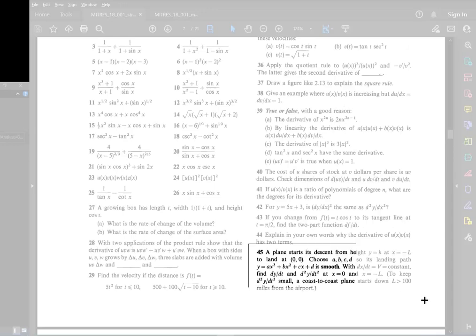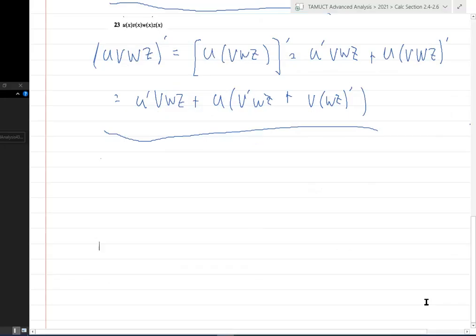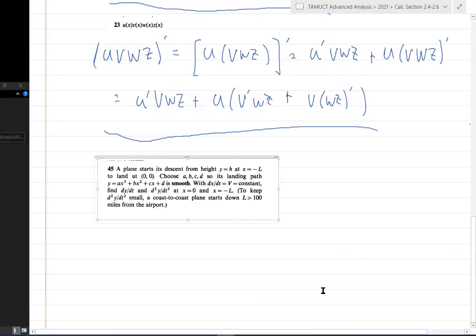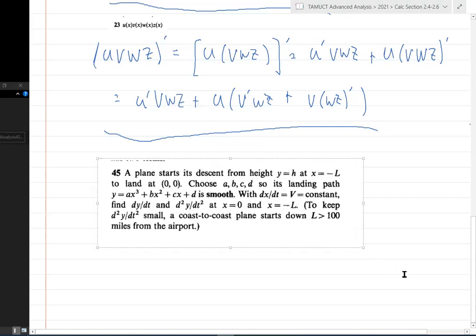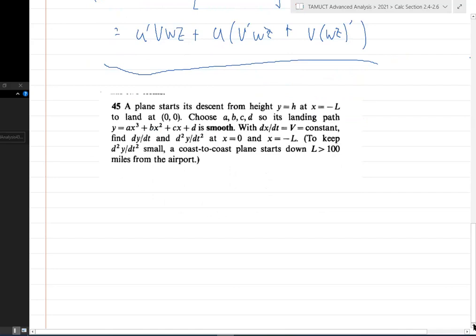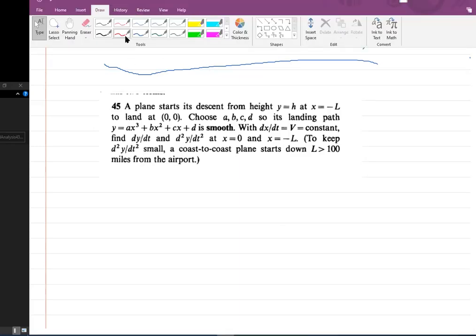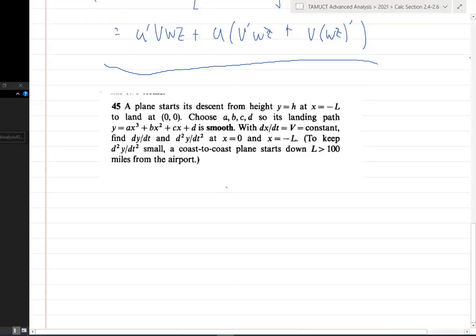All right, so this is a little bit complicated word problem. Whenever you have a word problem, you should draw a picture. So here we've got this. Plane starts its descent from height y equals h at x equals minus L to land at 0, 0. Okay, so let's not delay. Let's go ahead and start drawing stuff. All right, so the plane starts at x equals minus L and y equals h.